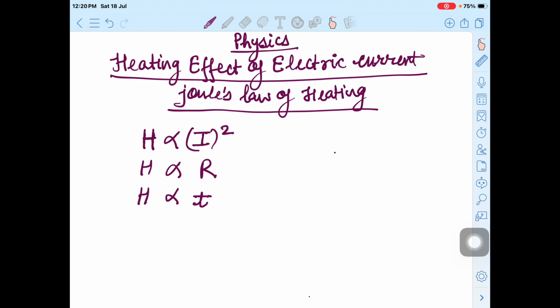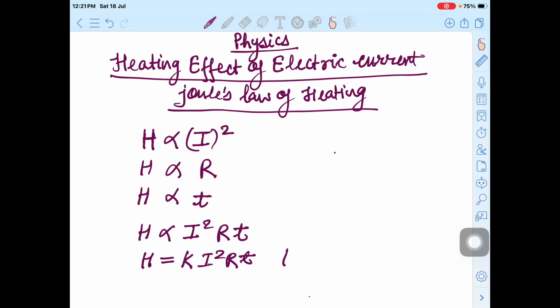So by summarizing all three statements, we can write that H is directly proportional to I square R T. To remove the proportionality sign, we take a constant of proportionality, let's say K, so H = K I square R T. Here the value of K will be 1, so this will become H = I square R T.